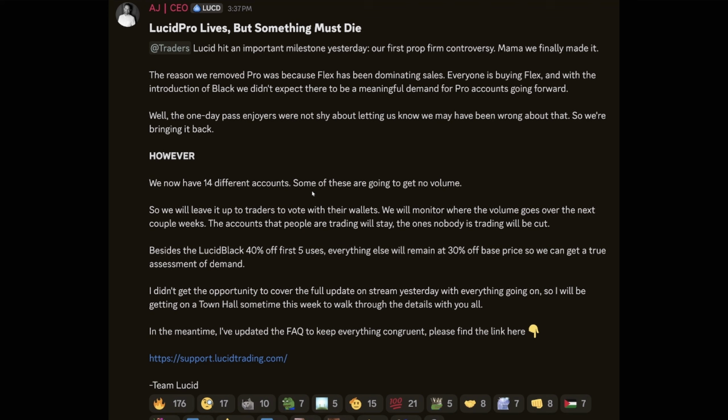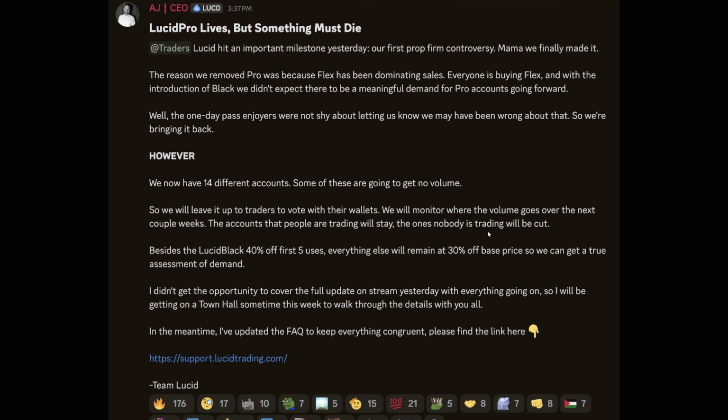Some of these accounts are going to get no volume, so we'll leave it up to the traders to vote with their wallet. So if there's an account that you like better, either the Pro or the Lucid Black accounts, Lucid is basically going to listen to us, the trader, by looking at which accounts get bought the most. But do me a favor, let me know in the comment section down below, which account, at least at this point in time, do you guys like better? Is it the Lucid Pro or the Lucid Black account? Now, it also goes on to say, we will be monitoring where the volume goes over the next couple weeks. The accounts that people are trading will stay.